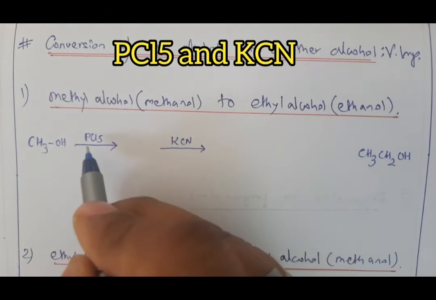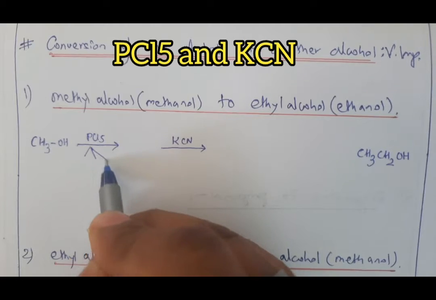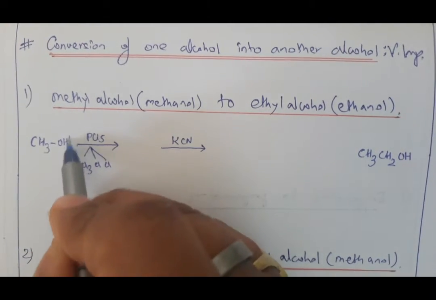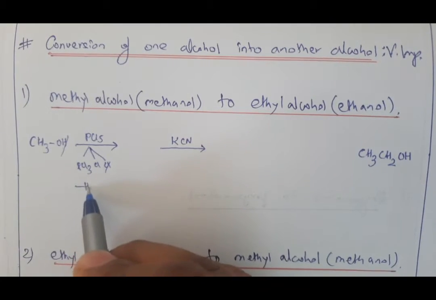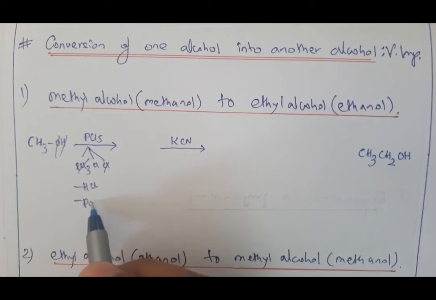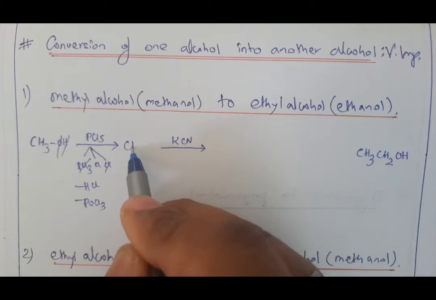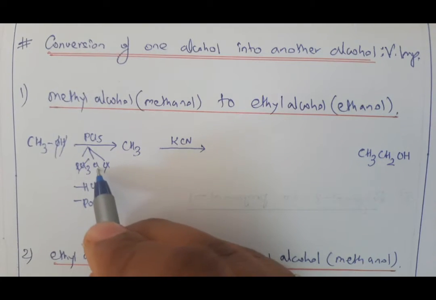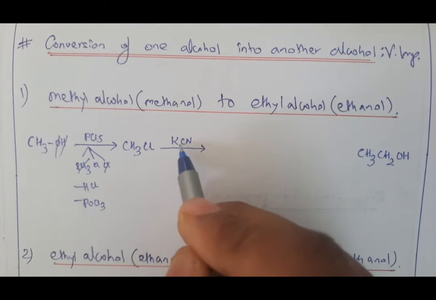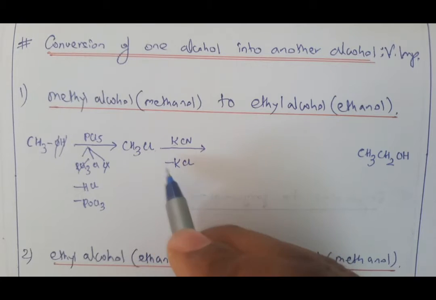Now see what happens. When you put PCl5, you know the function of PCl5, I have said you can write it like this. This is PCl3, ClCl, and this H will go with Cl to form byproduct HCl. This O goes with PCl3 to form byproduct POCl3, known by the name phosphorus oxychloride. What is left here is methyl and one chlorine, so we get methyl chloride. Now into this methyl chloride, when you put KCN, K and Cl go out to form KCl.